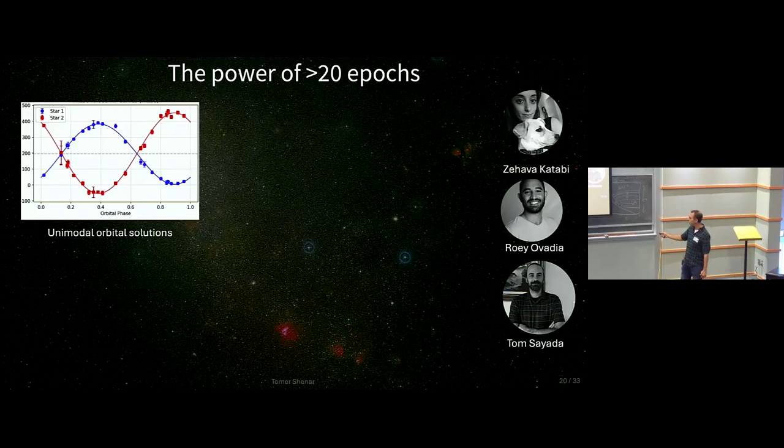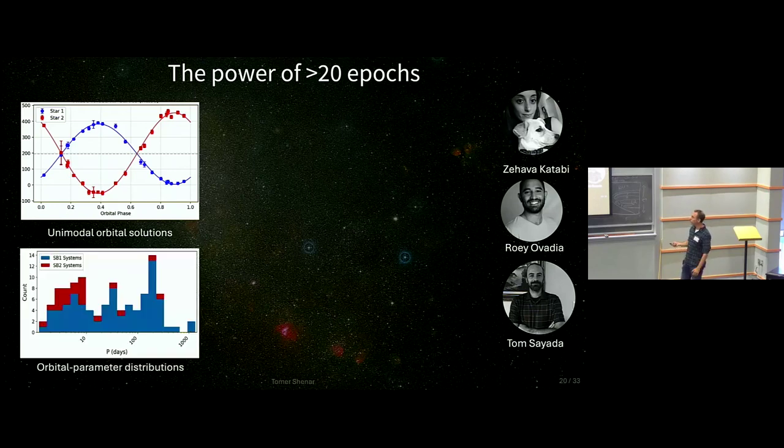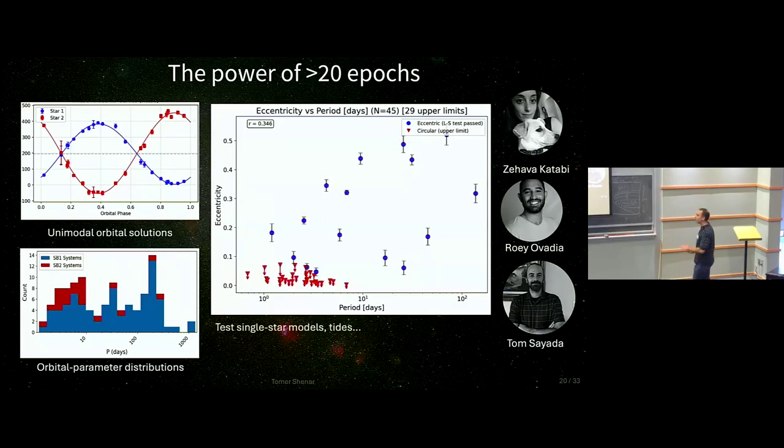We're going to get, basically for all the binaries, unimodal orbital solutions. We will get orbital parameter distributions. This is just an example for the period distributions of the blue supergiants. But I'm not going to talk about this today. We can explore tides. So this is, for example, a plot showing the eccentricity versus period of double-line spectroscopic binaries. There's lots of physics in here, but I want to focus on some cool catches that we have and mainly then get to the black hole search.